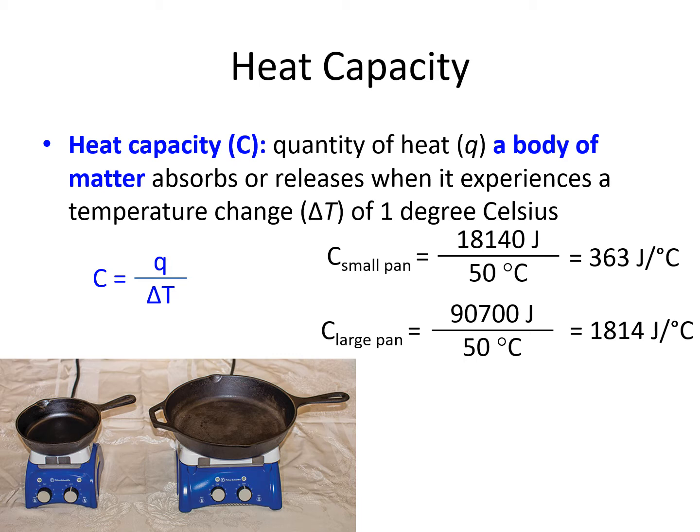to heat up. The heat capacity of the small pan is 363 joules per degree Celsius, whereas for the large pan, it's 1,814 joules per degree Celsius. The small pan has the smaller heat capacity, and the larger pan has the larger heat capacity. Think of heat capacity as the ability to hold heat or store heat. The larger pan can store more heat.